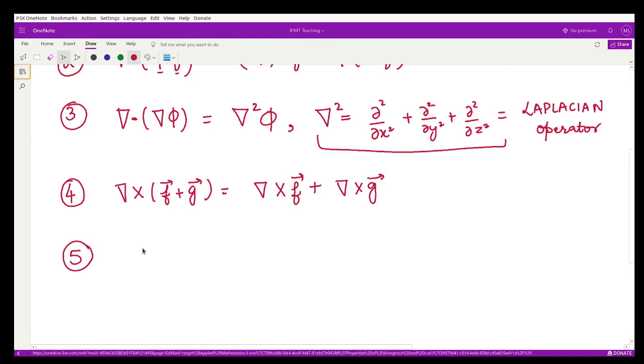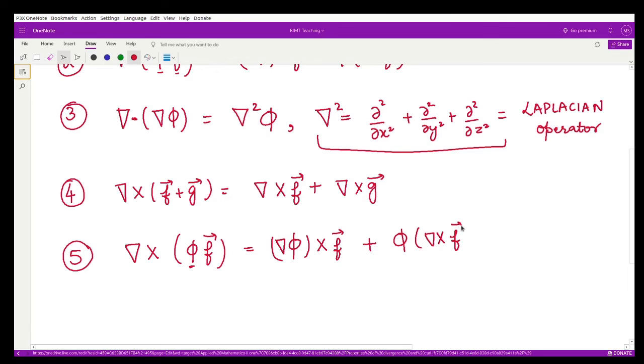Next is when you take the curl of the product of two functions, one a scalar point function and one a vector point function. Because you cannot take the curl of a scalar function, it would be the gradient of phi cross vector f, plus the scalar function phi as such times the curl of vector f.